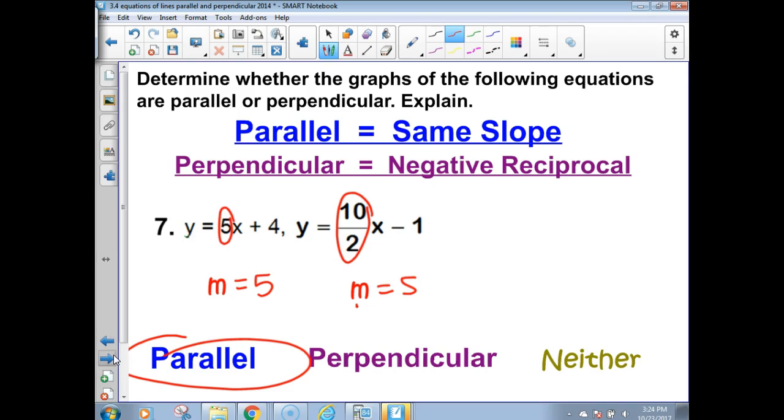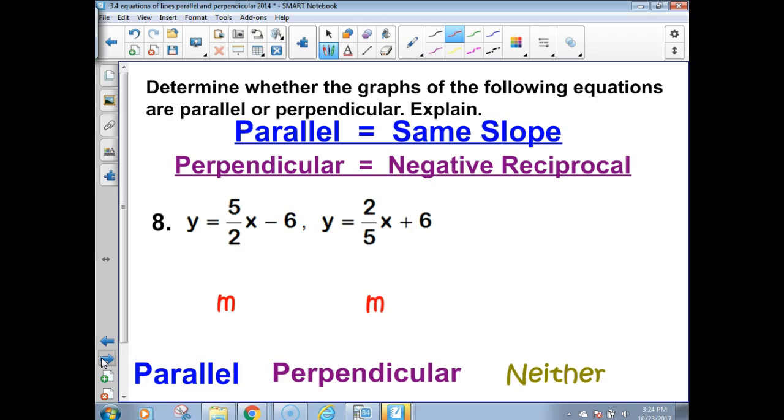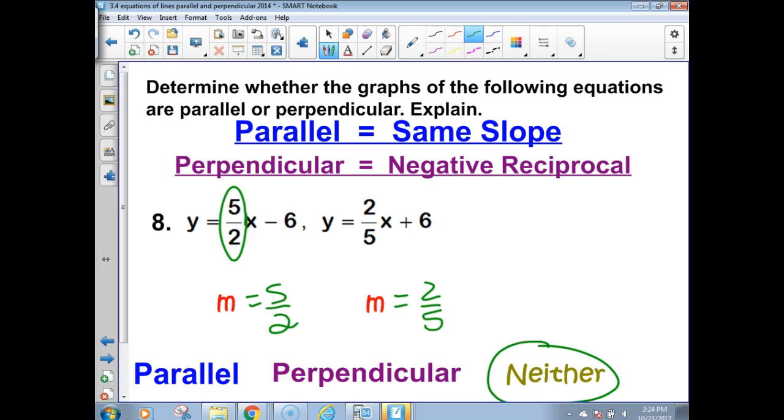Okay, number 8. You just have to write down the slopes and then write parallel or perpendicular or neither. On number 8, the slope is the number in front of the x, the coefficient. Remember, slopes do not include the x. This slope is 5/2. The slope on the second line is 2/5. These are reciprocals, but they're not opposite in sign. So this is neither. Okay?